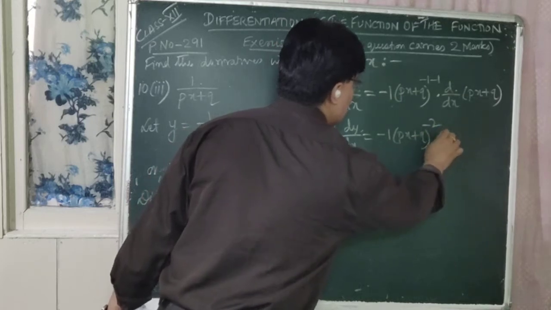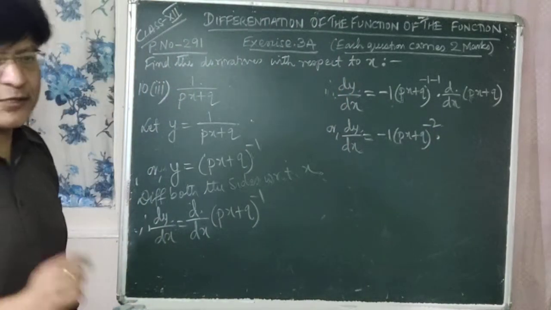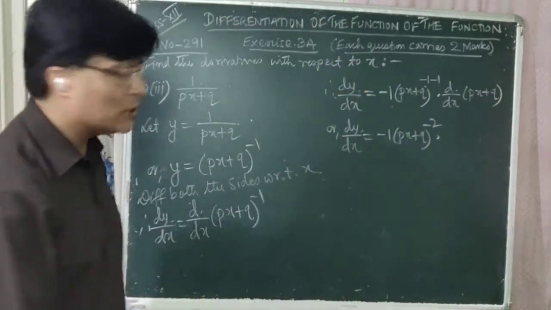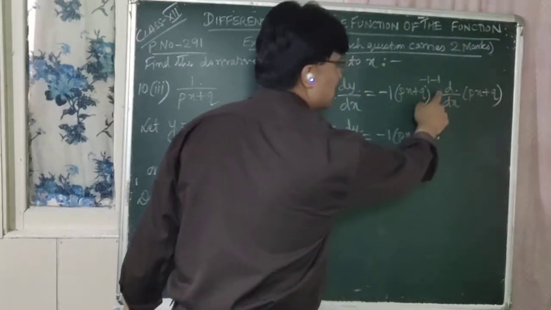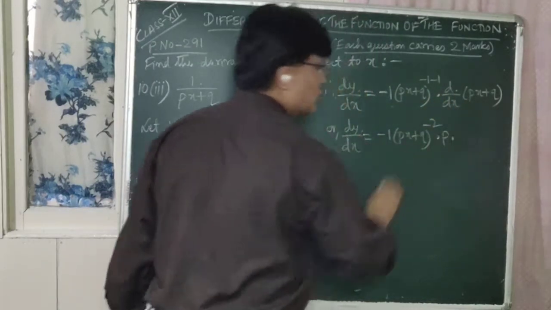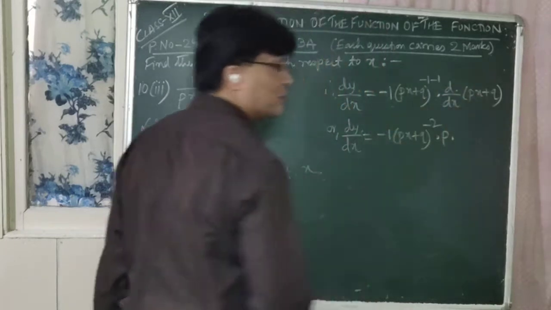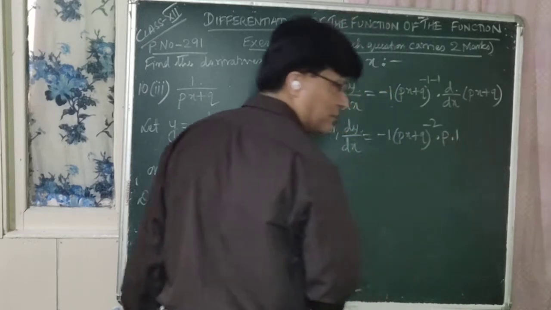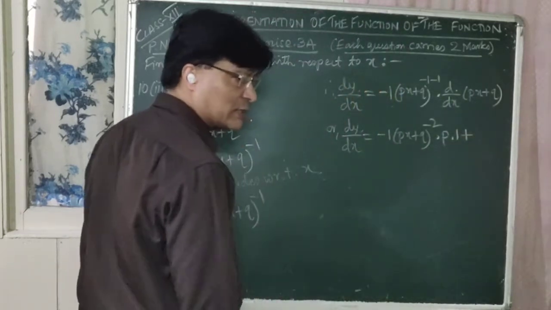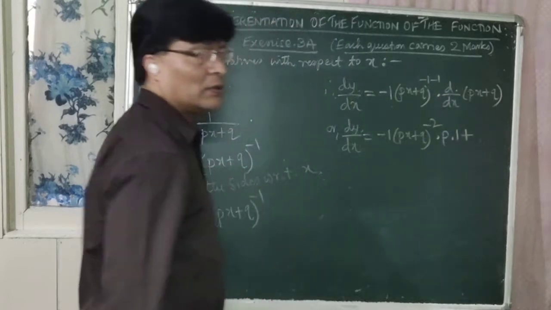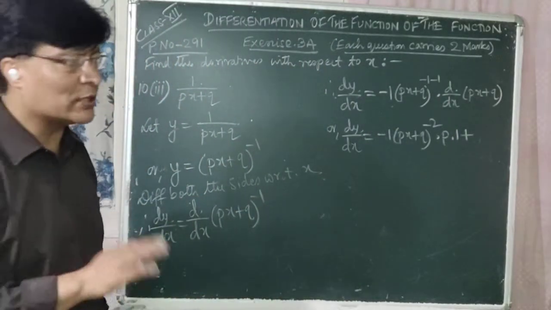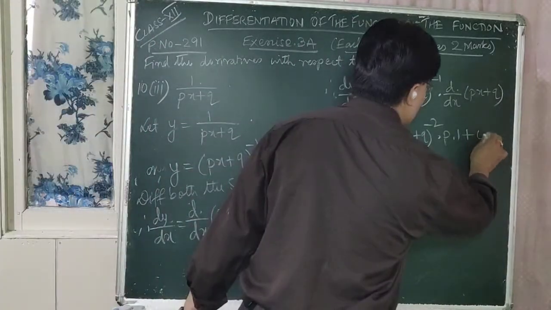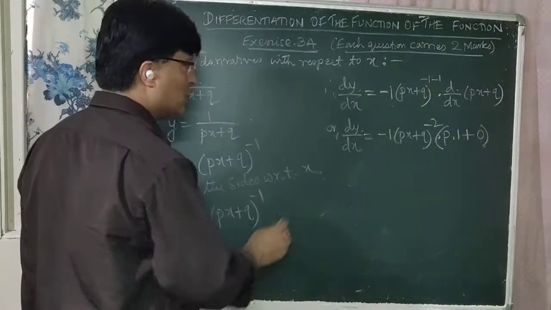So now dy by dx is equal to minus 1 into (px plus q) whole to the power minus 2 into, what is d by dx of px? So here p is constant, but p is with the variable x. So you can write p outside d by dx. So p into, what is d by dx of x? Only you have to take the differentiation of the variable. That is, d by dx of x is always 1. Plus, what is d by dx of q? q is the only term there. q is the constant, you know that. And what is d by dx of q? It is always 0. So put it within bracket, okay?